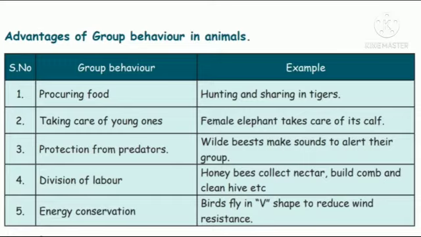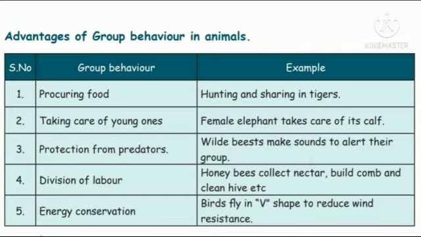Second one, taking care of young ones. Female elephant take care of its calf. So the female elephant will take care of its baby. When they are living in group, it will happen very easily. Third one, protection from the predators. Predators means animal eaters. That means one animal kill and eat the other animal. They will get easily protection from these predators.